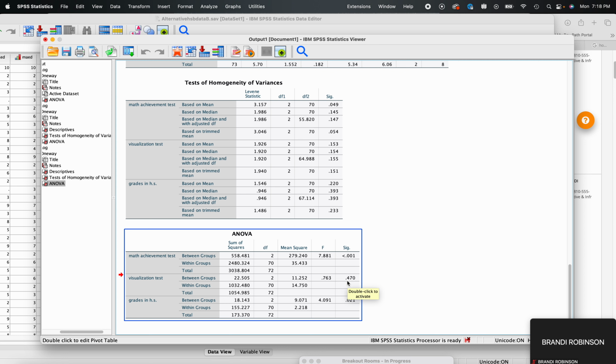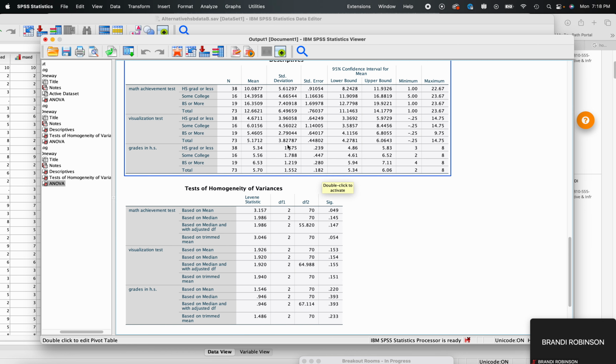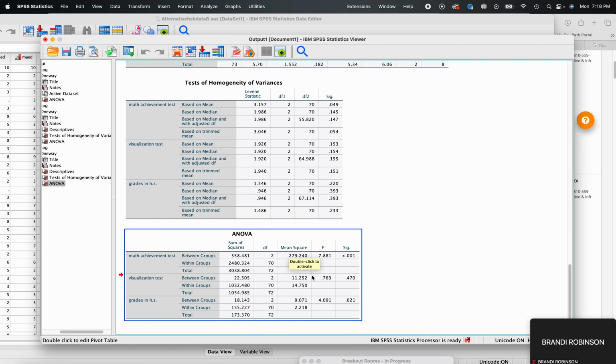So I actually find out that for visualization tests, there was no difference in the means of those groups that was statistically significant. Again, I can see there's a difference in the means, but the difference is not statistically significant. And then for grades in high school, again, I'm going to reject. So I'm going to say there is a statistically significant difference on grades in high school for students whose father's education differs.